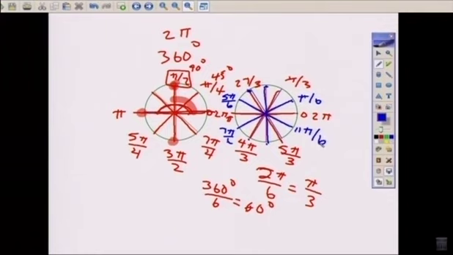Again, these are the common ones we're going to see because on the triangle here on the right, we're dealing with multiples of pi over 6, or 30 degrees, which puts us on the special right triangle, 30, 60, 90, or in the case of radians, pi over 6, pi over 3, pi over 2.